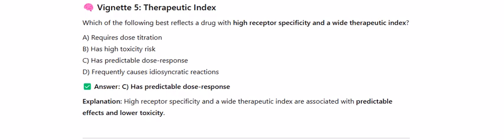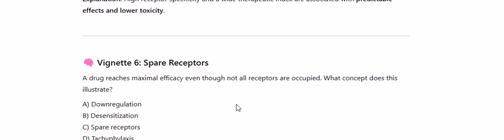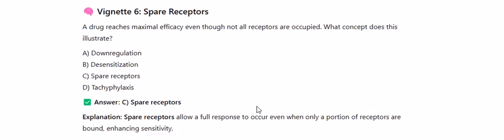Vignette 6. Spare receptors. A drug reaches maximal efficacy even though not all receptors are occupied. What concept does this illustrate? A. Downregulation. B. Desensitization. C. Spare receptors. D. Tachyphylaxis. Answer. Spare receptors. Explanation. Spare receptors allow a full response to occur even when only a portion of receptors are bound, enhancing sensitivity.